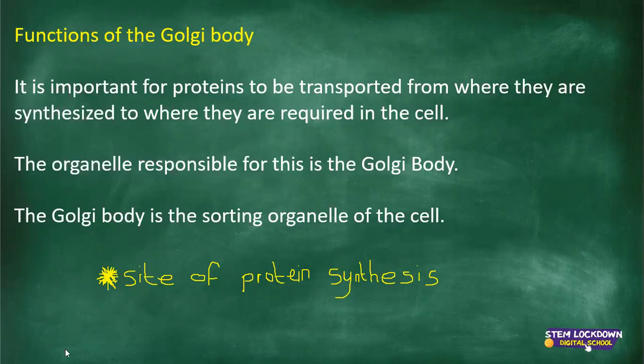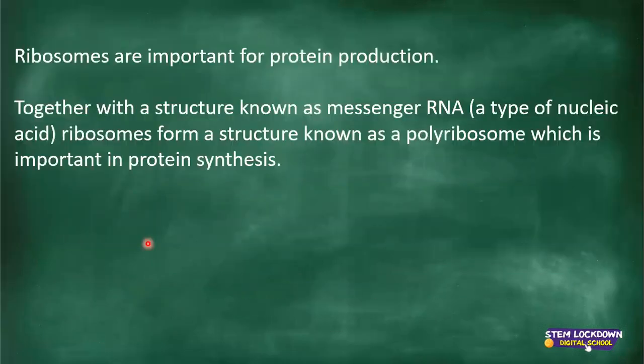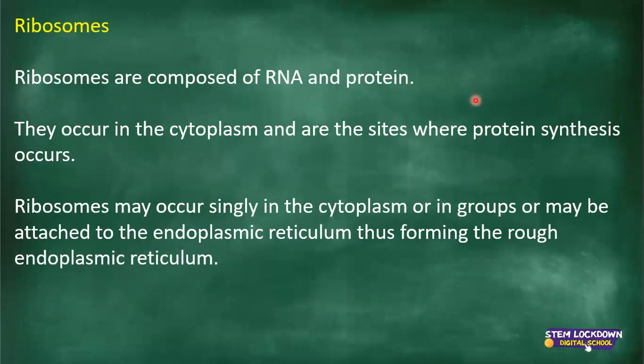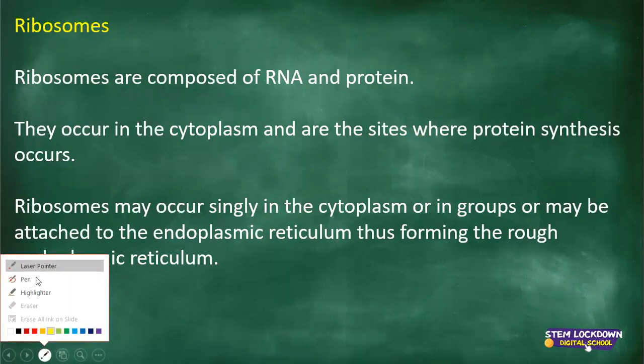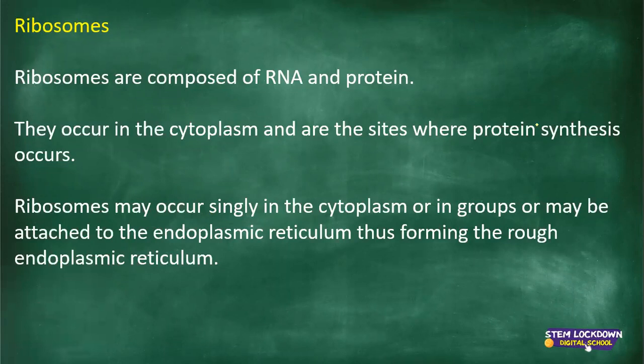I'm shocked. No one knows the answer. Guys, let's go back to today's lesson over here. Ribosomes are composed of RNA and protein. They occur in the cytoplasm and are the sites where protein synthesis occurs. So protein production, protein synthesis, occurs in the ribosomes. Ribosomes.